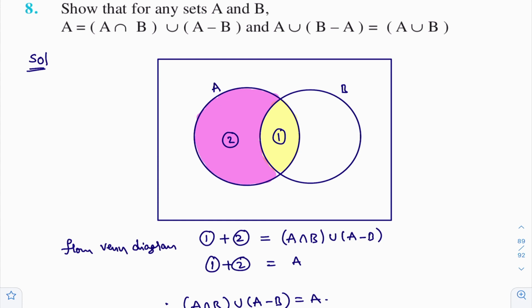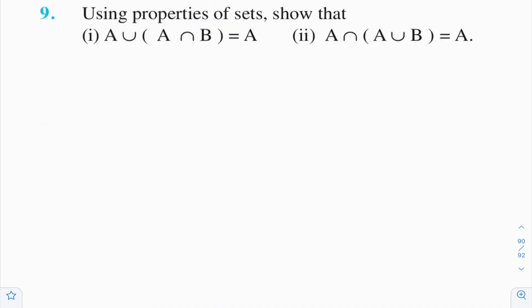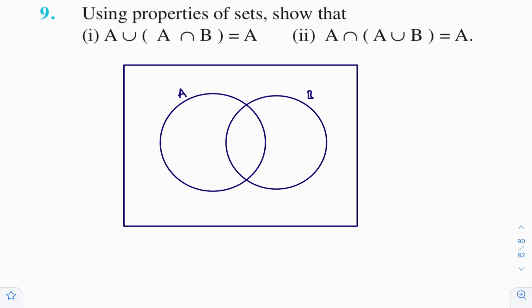So as they are asking to show that, I showed this with the help of a Venn diagram. The ninth problem, I will also follow the same procedure. What are they asking in the ninth problem? Show that these two sets are equal. I just want to prove this with the help of a Venn diagram.